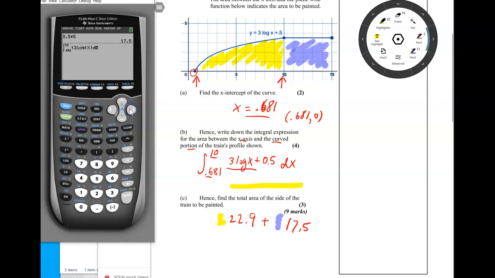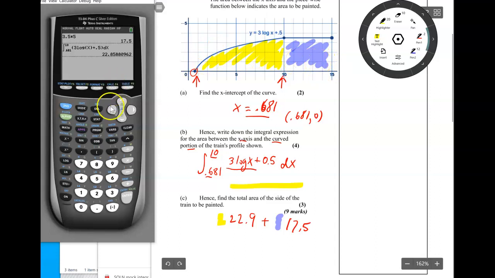And when you use the graphing method, be careful, because there's always an extra set of parentheses out here. So I need to close that parentheses to put plus 0.5, right? Okay, and then I need to put my dx here. And then I hit enter. And then I'll also get 22.9, right? And then the 22.9 is the yellow section, and then I need to figure out the blue section too.